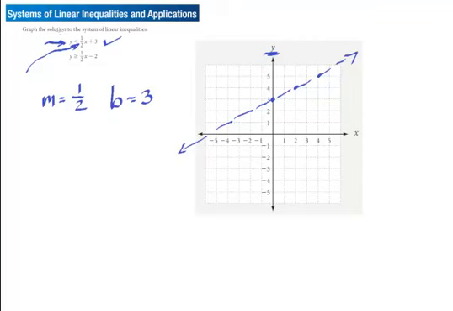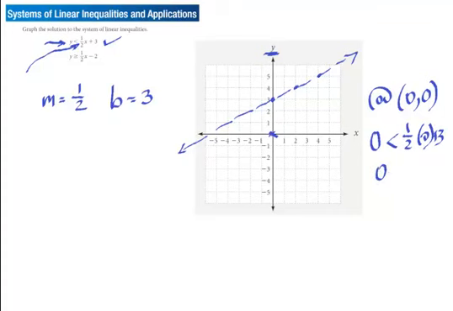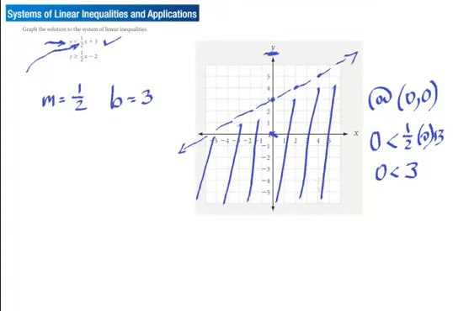But let's look at the test point option here. Let's look at the point 0, 0. At 0, 0, I have 0 less than 1/2 times 0 plus 3. Is 0 less than 3? It is. So that means I know that all the points in here should be shaded. Let's look at the next line.